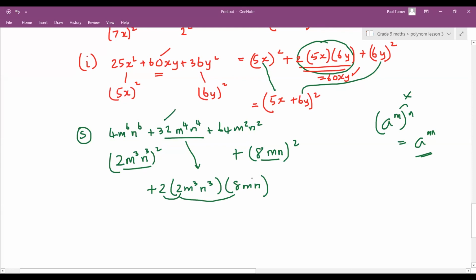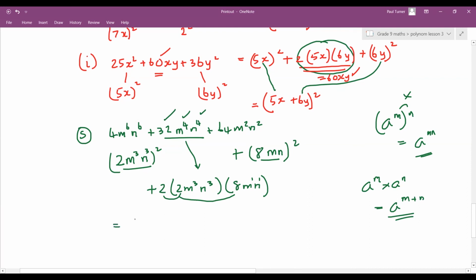m^3 times m, remember their power 1. And when you have this form, we add the powers. So 3 plus 1 is 4, 3 plus 1 is 4. So that's another rule to remember: a^m times a^n, you add the powers, a^(m+n). So these two rules are quite useful. So it looks good, all right?